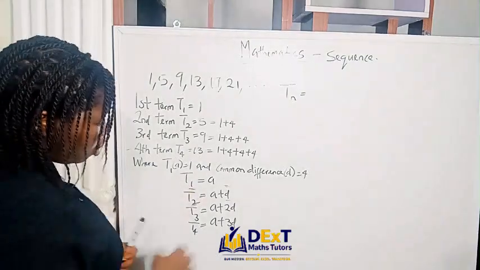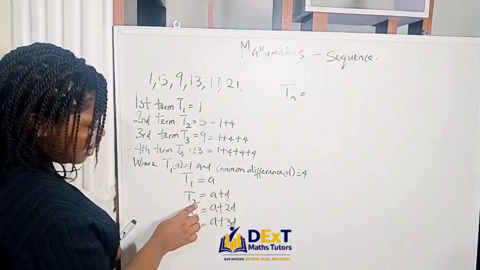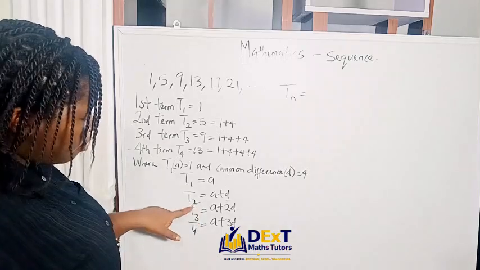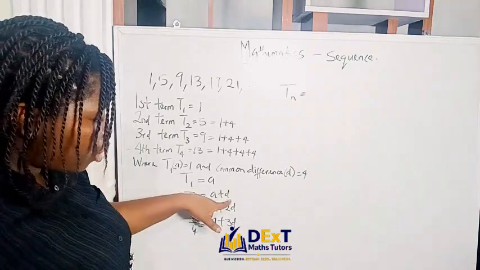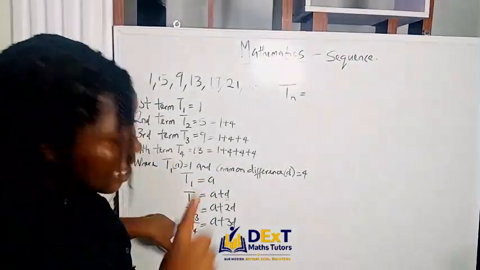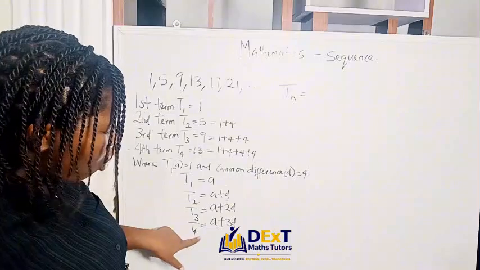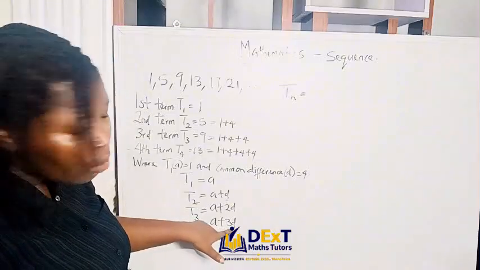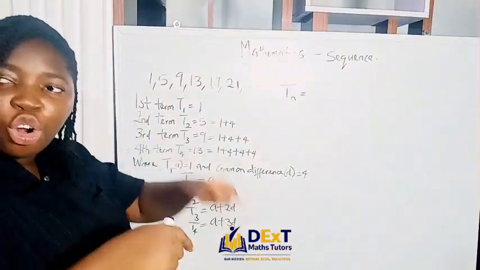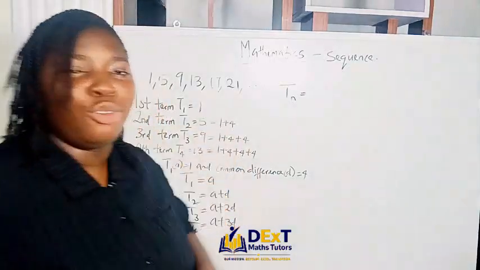Let's look at the first one. You might not really notice anything in the first one, but let's look at this second one, which is T2. We are looking for T2 and we have 1D, right? Have you seen the correlation? We are looking for T3, yet we have 2D. We are looking for T4, yet we have how many D? 3Ds. That means it is minus 1 of the number of nth term. Minus 1.